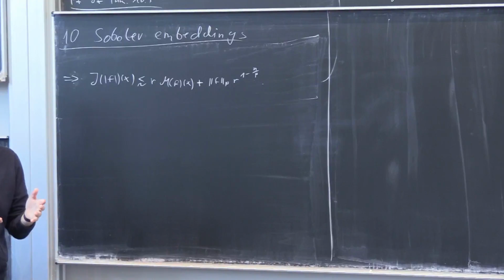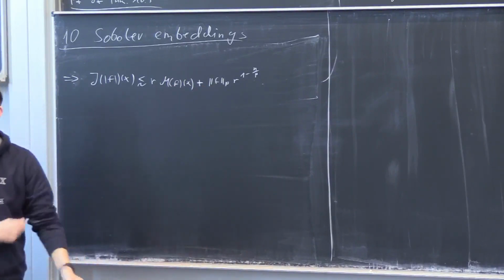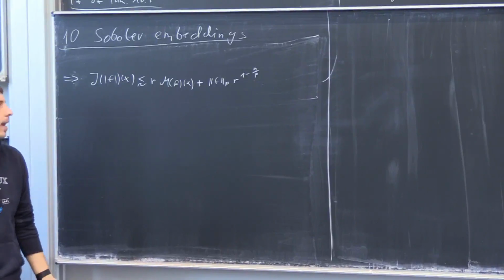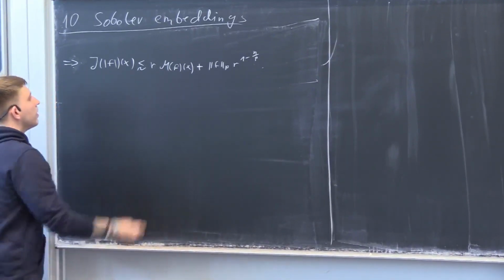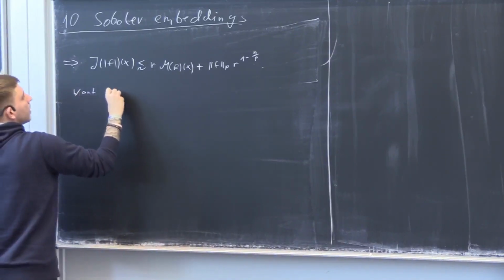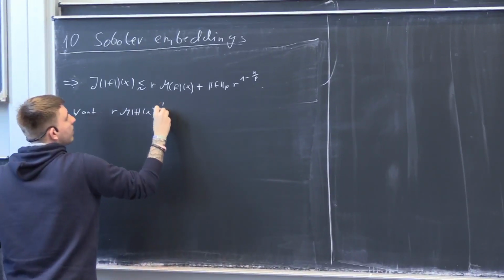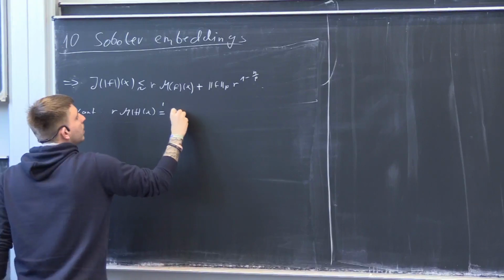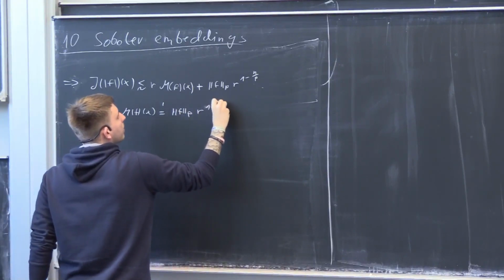Before, if we don't balance them, one will be larger than the other, and so we get a non-optimal constant or non-optimal estimate. But if we balance them and say this equal to this, then we will get the best estimate that we can get out of it. And how do we do it? So we want that R MF of X is equal to F in P norm R to the 1 minus N over P.